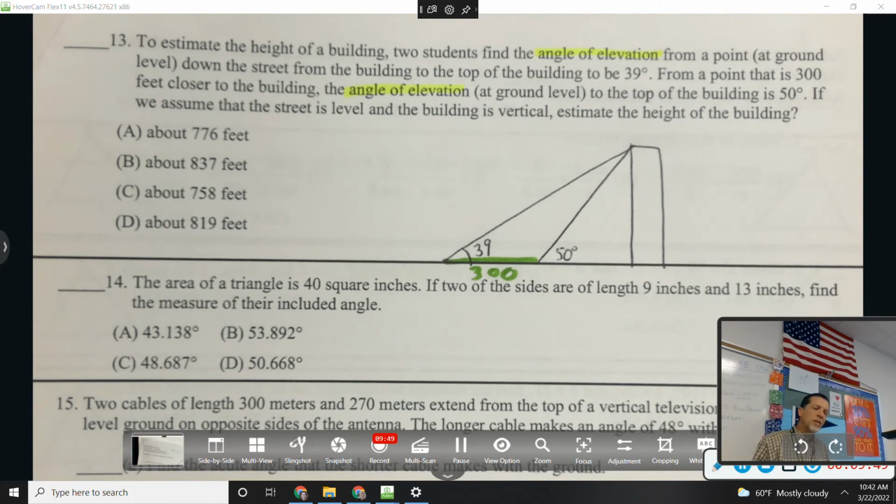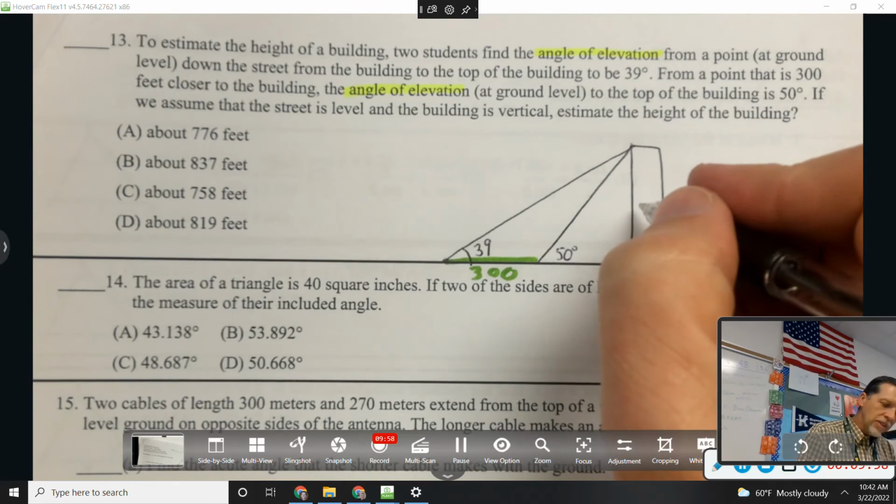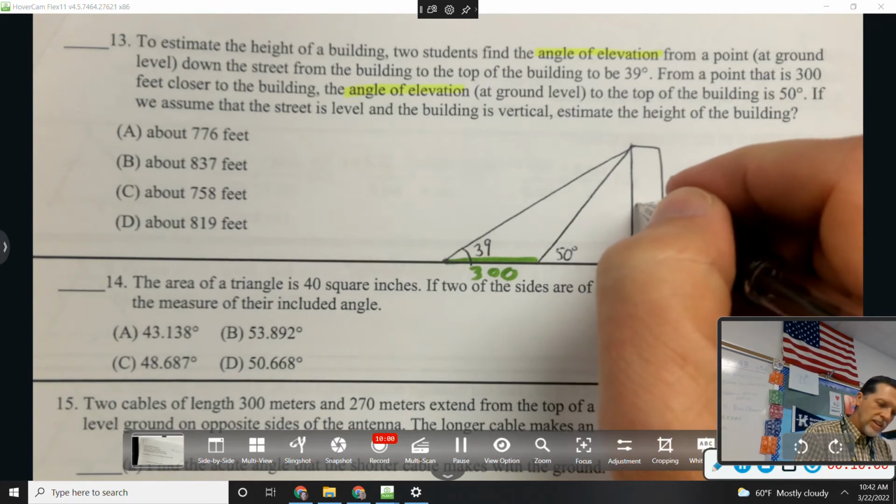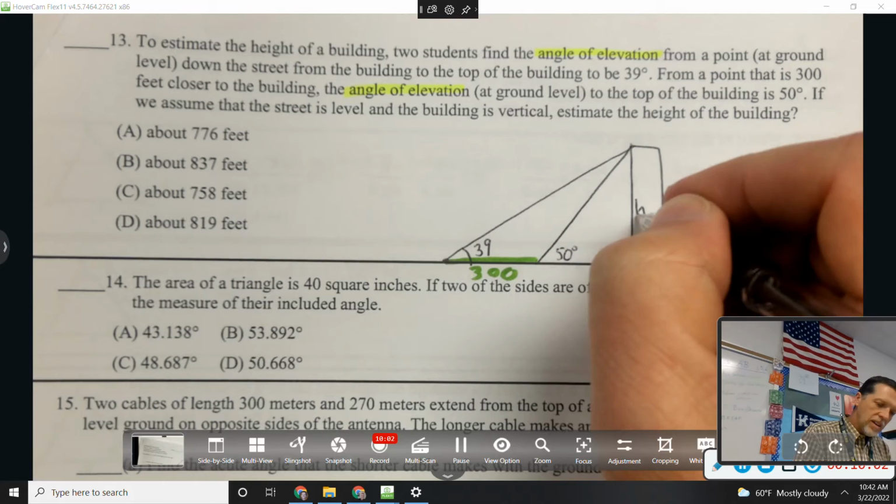If we assume that the street is level and the building is vertical, otherwise this problem would be a mess, estimate the height of the building. Okay.